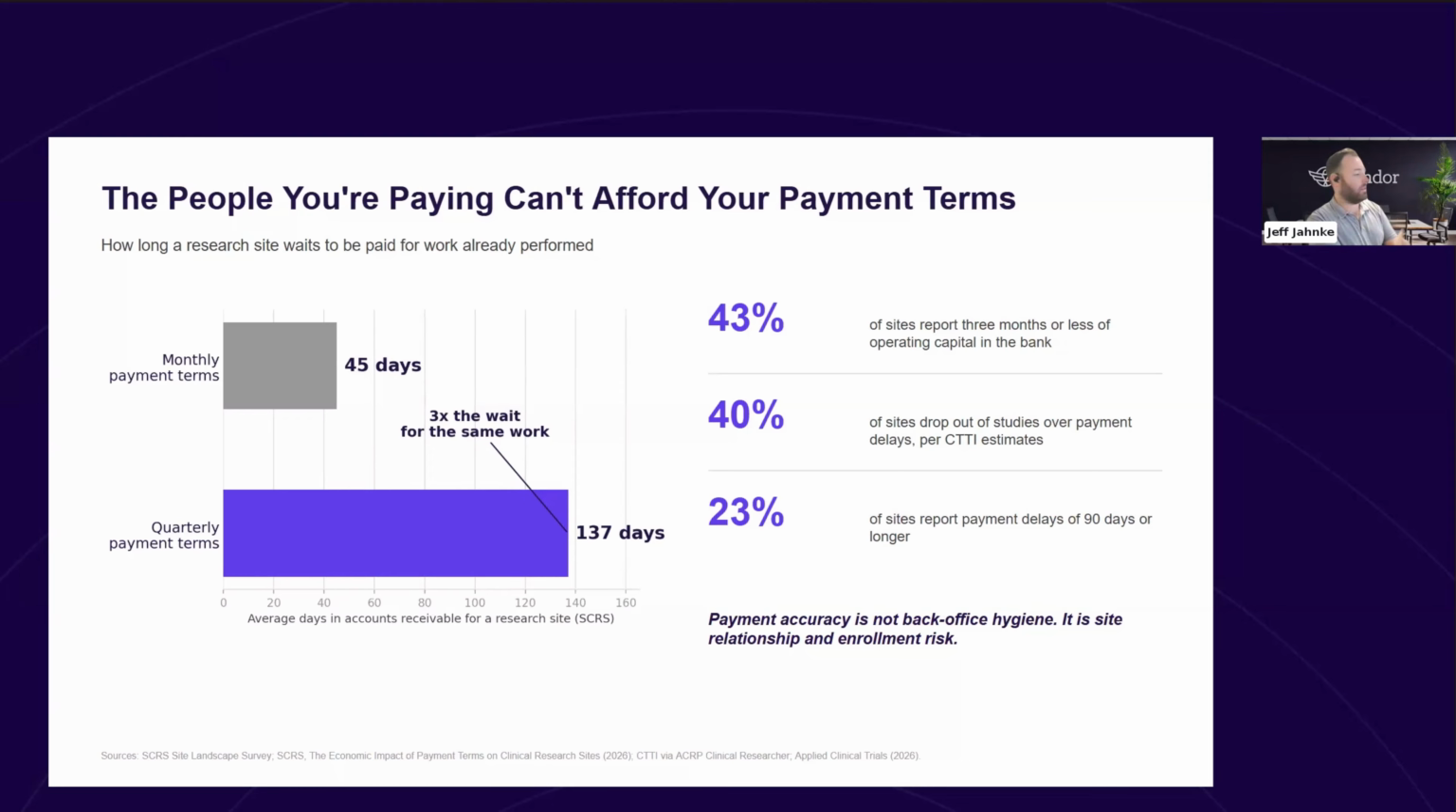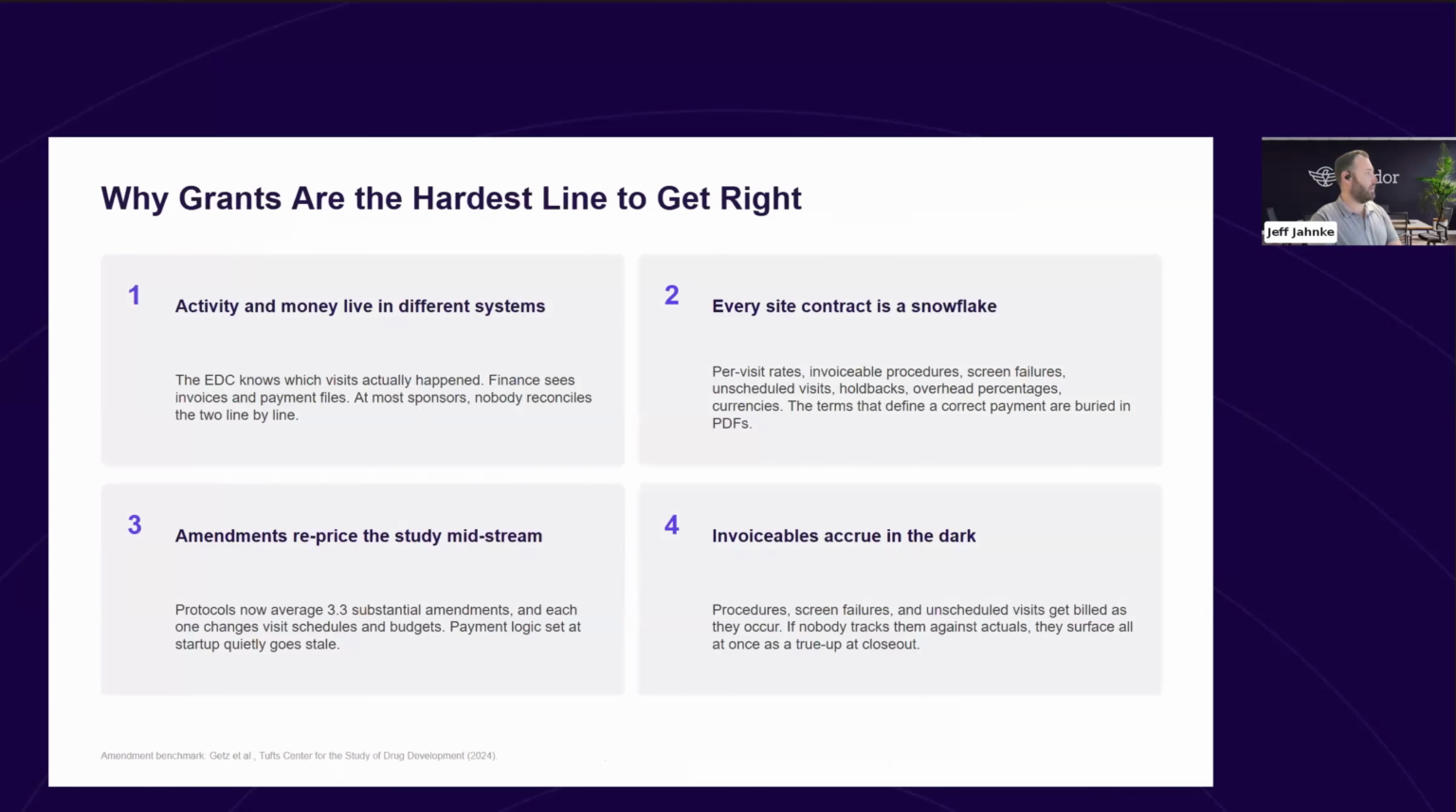It's not just the payment, it's the accuracy of the payment as well. And we all know that sites who don't get paid aren't happy, and sites that aren't happy aren't going to participate in your next clinical trial. It's site relationship and enrollment risk. And another reason why grants are just hard to get right.